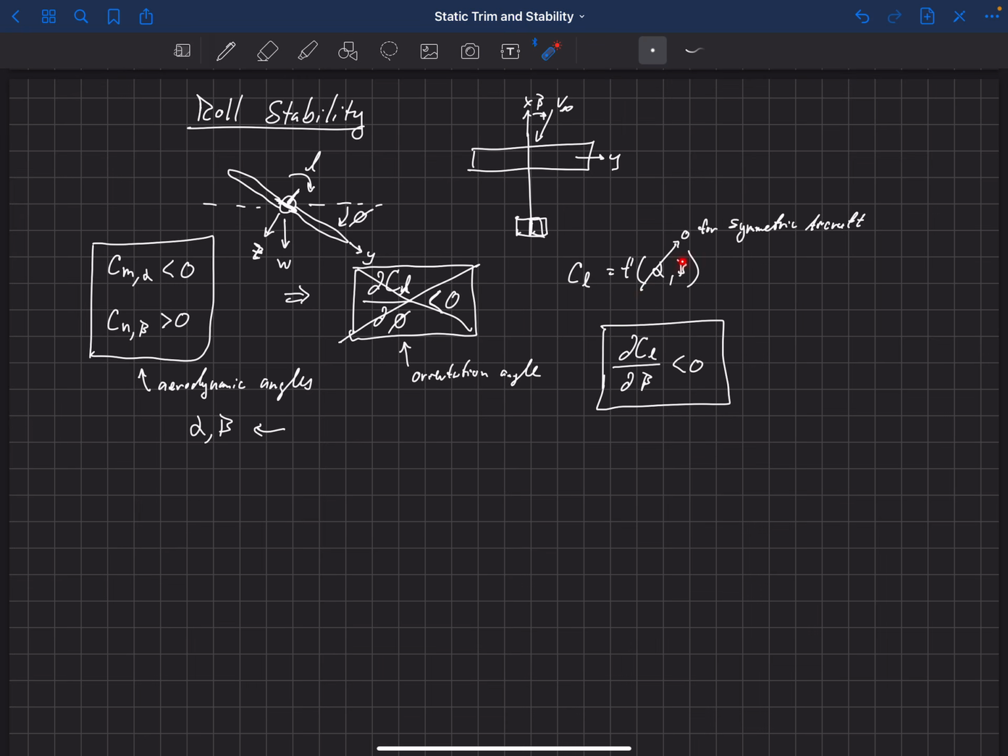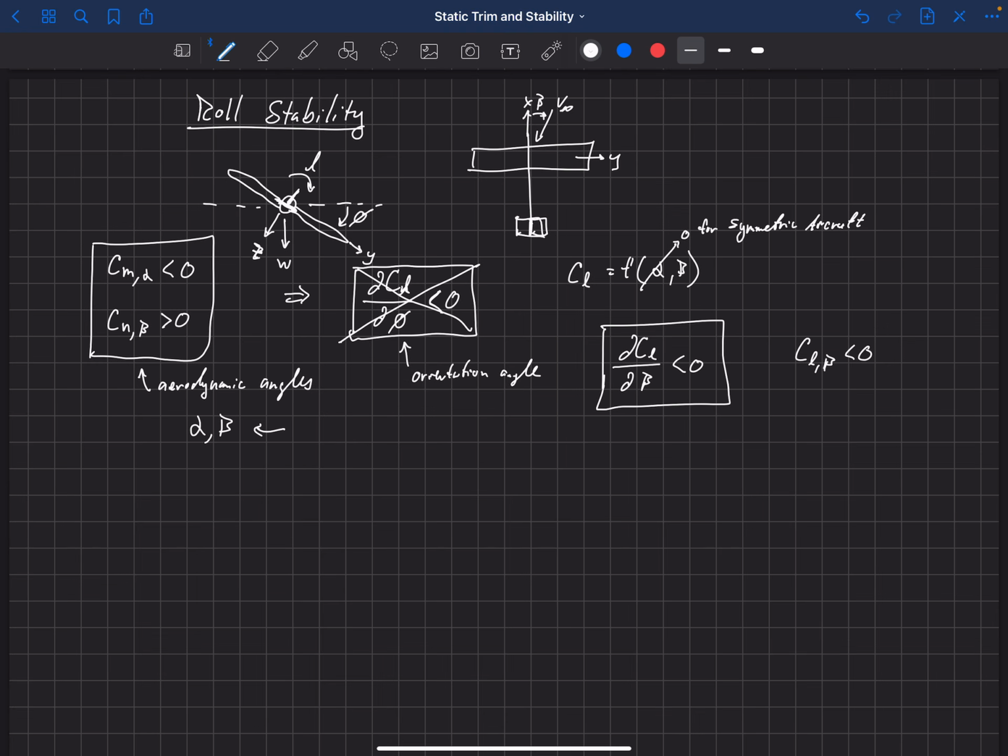It's a function of beta. And so we need to look at the indirect effect due to side slip, because we'll now have a portion of our weight vector that comes out the right wing, creates some beta. And so the change in rolling moment with respect to beta needs to be less than 0. Usually we write that as CL comma beta needs to be less than 0. Okay, so that's our roll stability derivative.